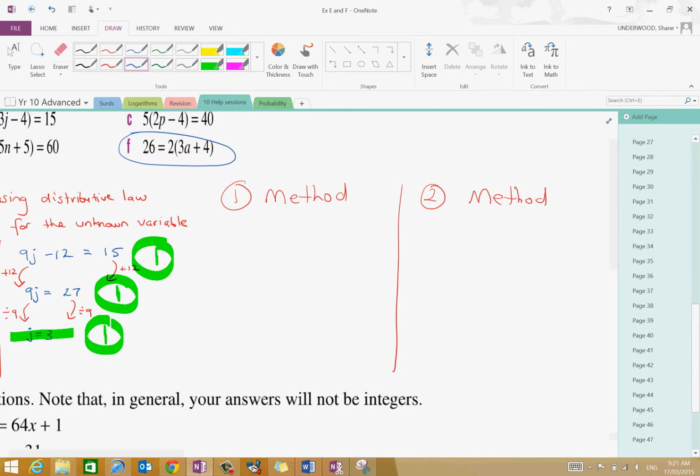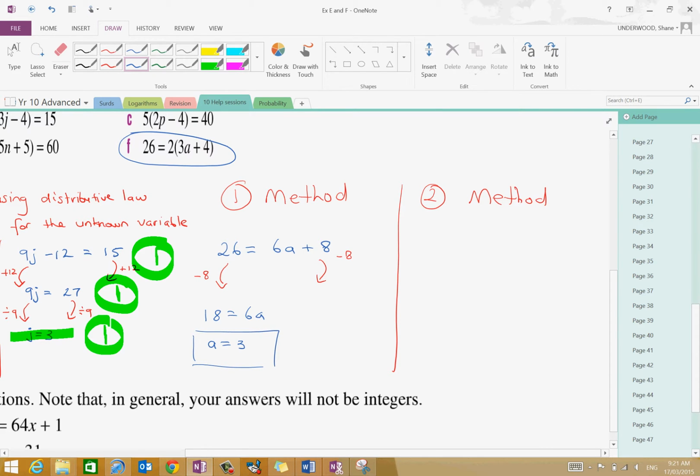All right, method 1 is expanding the brackets using distributive law. So what we're going to do is 26 is equal to 2 times 3a is 6a, 2 times 4 is 8. Now what I have to do is subtract 8 from both sides, don't I? So I have to subtract 8 from both sides to get rid of this positive 8. And that's going to give me 18 is equal to 6a, which of course I'm going to divide both sides by 6. I'm going to say that a is equal to 3. Now that's method 1. And that might be worth 3 marks.